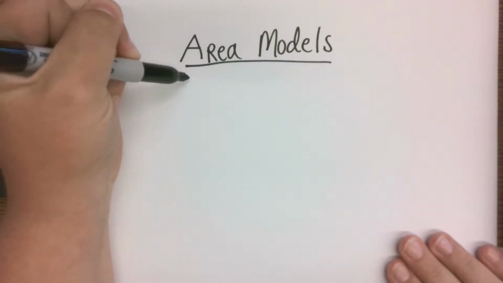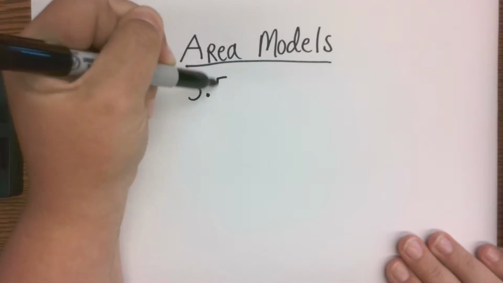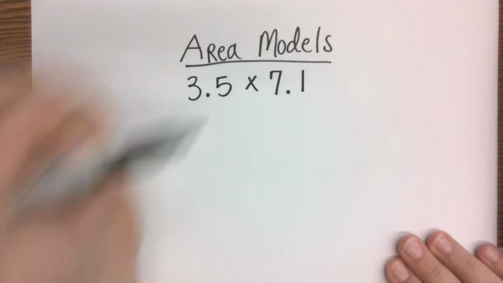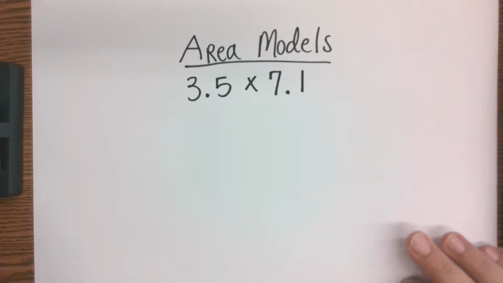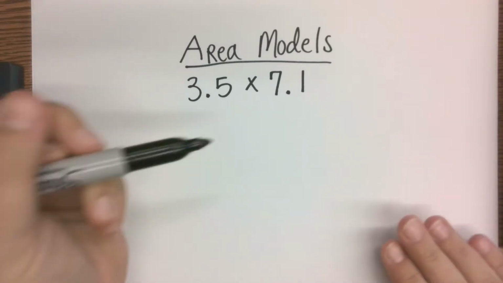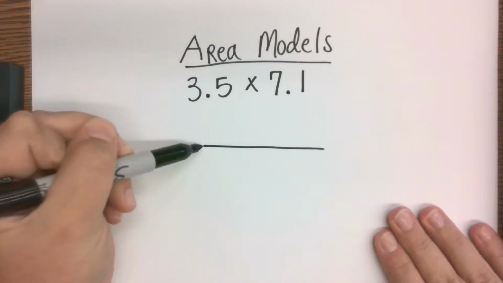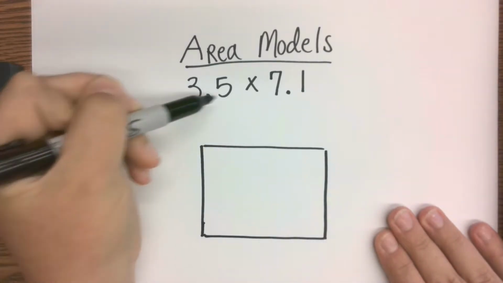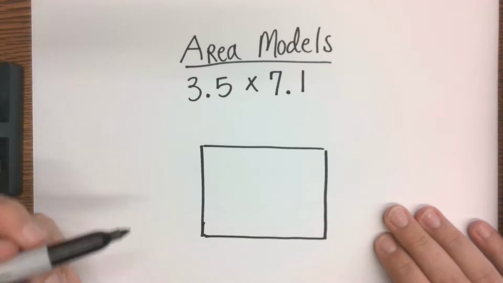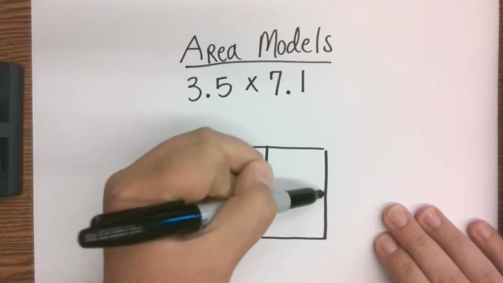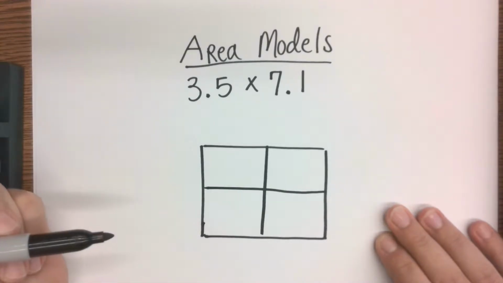Let's start with this problem, which reads 3 5/10 multiplied by 7 1/10. Right, so we set up an area model. I like to draw a box. If I have more digits with value, my box would be bigger, but I only have 4 digits with value, so I just need a small box.